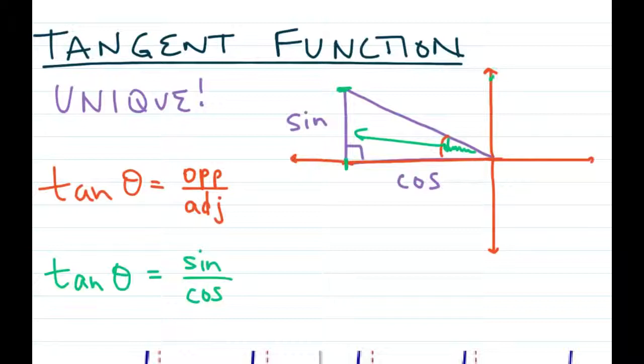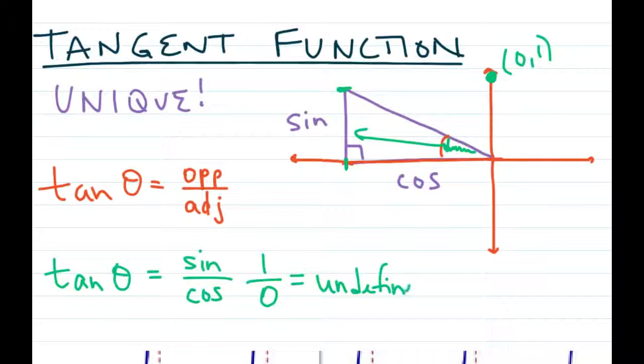Because if you think about this, at this point right here, at the top of the 90 degrees, or at pi over 2, this coordinate is 0, 1. Sine would be the y coordinate, which is 1, and x would be the cosine, which is 0. So this creates an undefined value, because you cannot have 0 in the denominator. And the same thing occurs at 3 pi over 2 or 270.